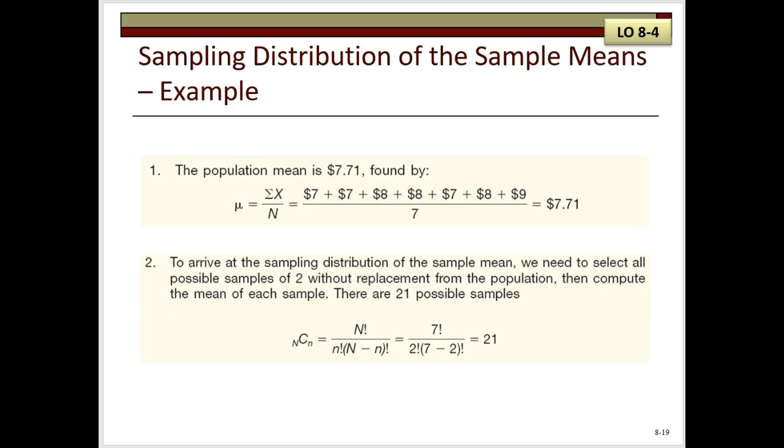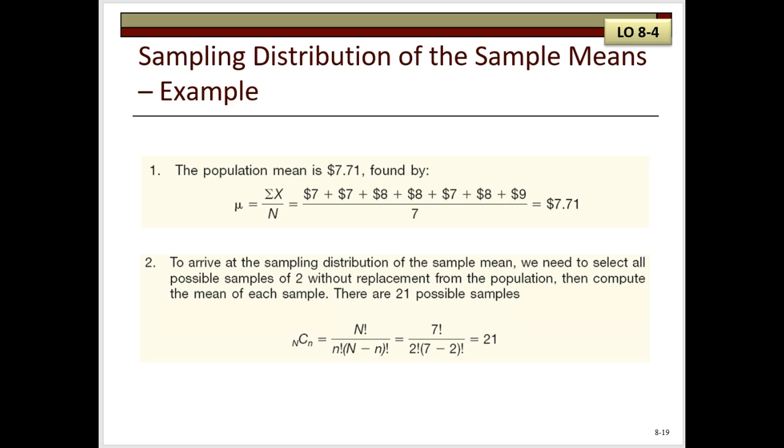What is the population mean? Using what we learned in Chapter 4, we compute the population mean by adding all the 7 observations and then dividing the sum by 7. The population mean is $7.71. Next, we develop the sampling distribution of the sample mean.